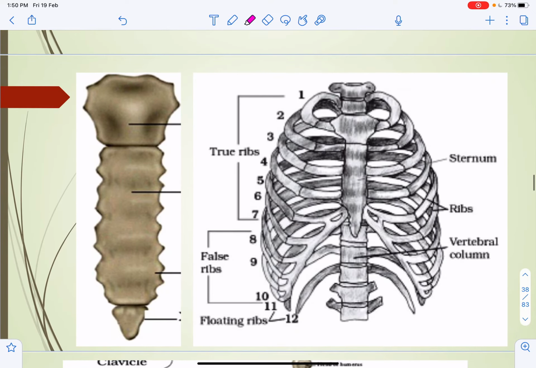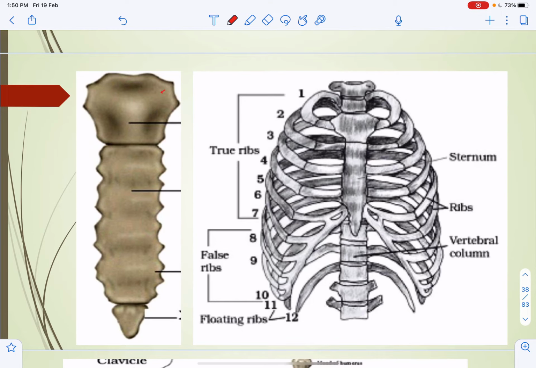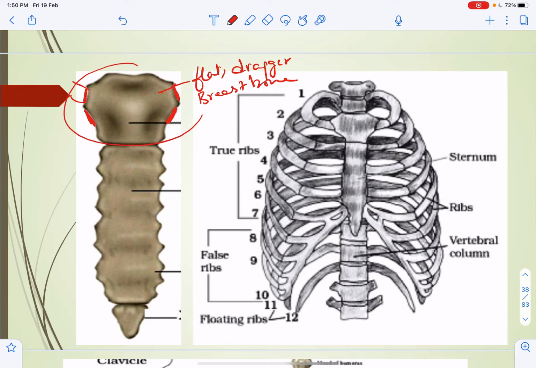Next, the sternum and rib cage. The sternum is a flat bone, dagger shaped, which is also called the breastbone. Here we can keep in mind that these are the articulatory surfaces for the ribs, right? This is called the presternum, where two pairs of ribs can articulate from the upper region, right?